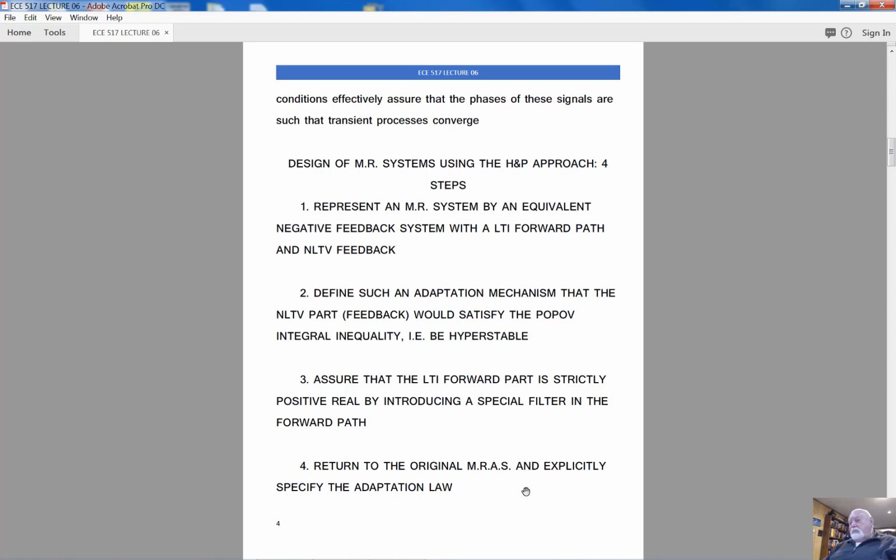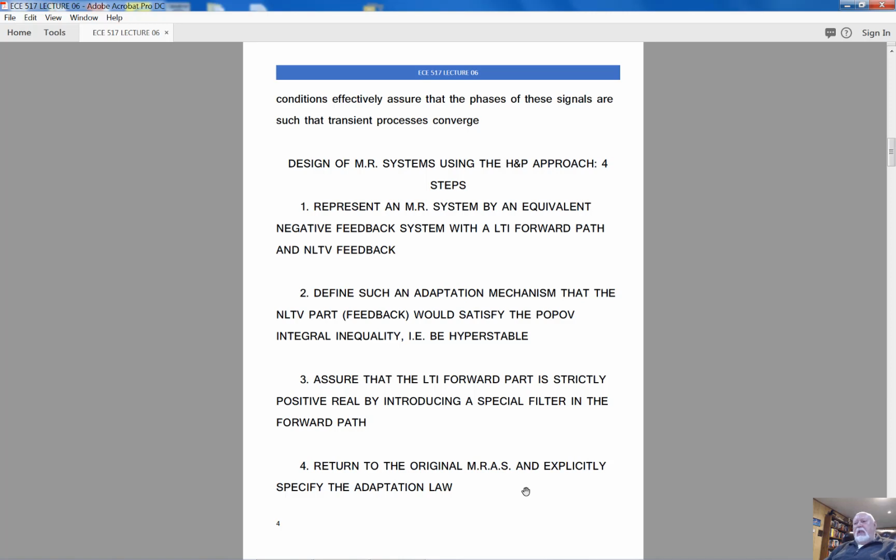Step number 3: we have to assure that the linear time-invariant forward path is strictly positive real. How to achieve this condition? We have to introduce a special scalar filter if the system is defined by a transfer function, or a matrix filter if the system is defined by a state variable expression. The matrix filter will be defined through the Lyapunov equation. The scalar filter will be just a polynomial, and you will see later how we will define this polynomial.